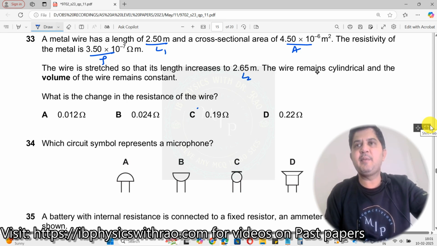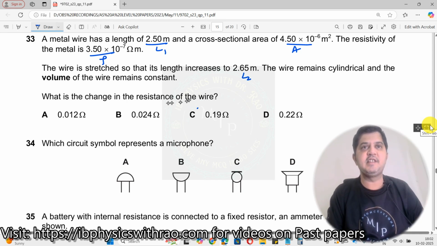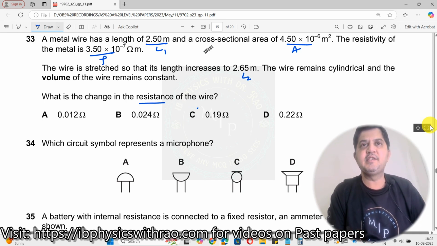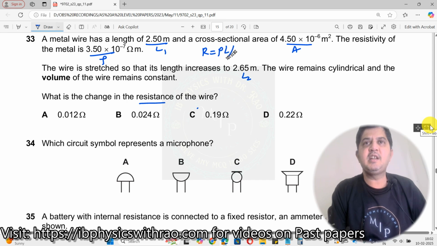The wire remains cylindrical and the volume of the wire remains constant. What is the change in the resistance of the wire? So what we know is that R is equal to rho L divided by A.